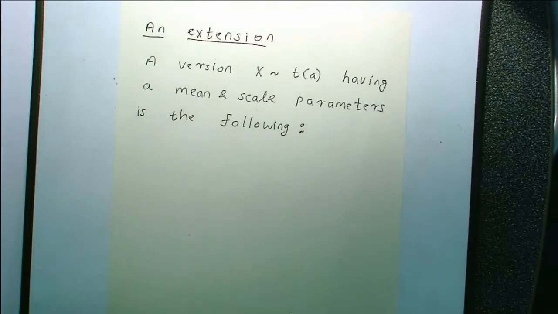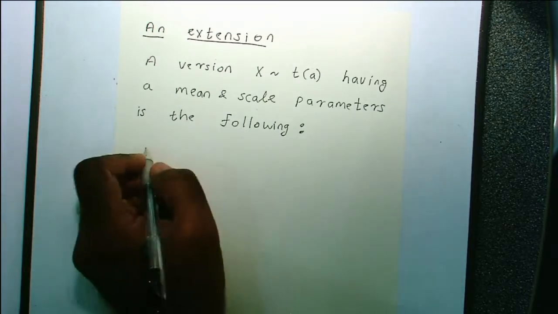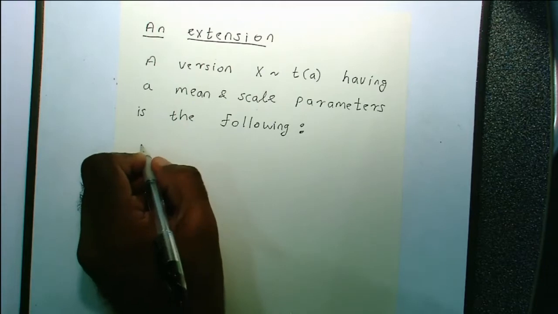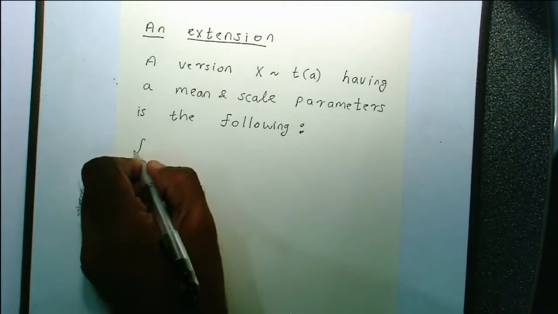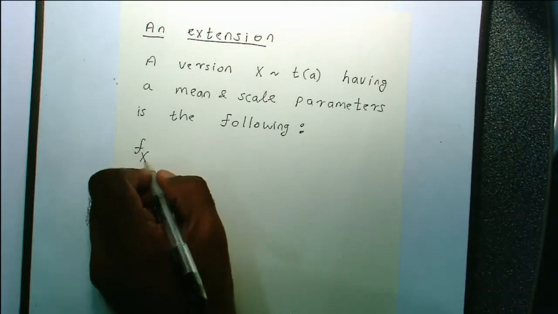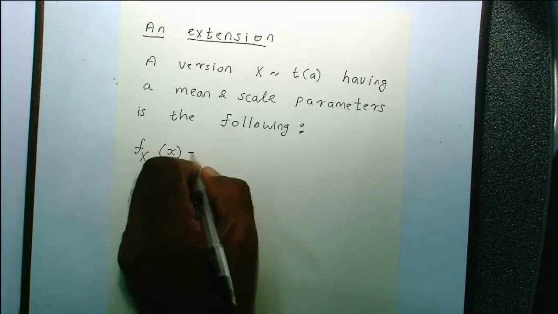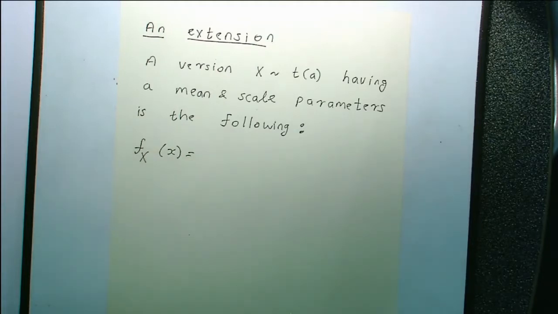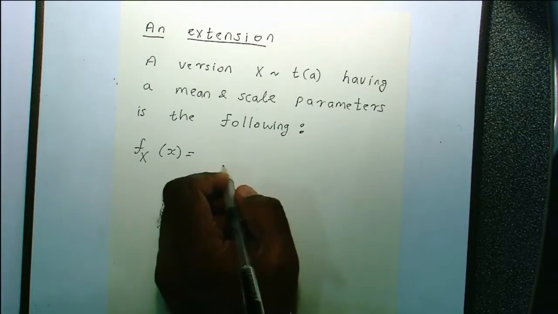All right? So the version I gave you a minute ago has no mean parameter and no scale parameter. Now, I'm going to give you a new version which has a mean parameter and has a scale parameter. So it's as follows.